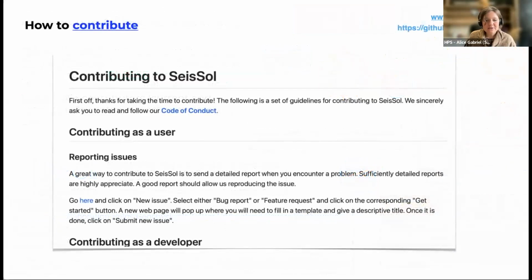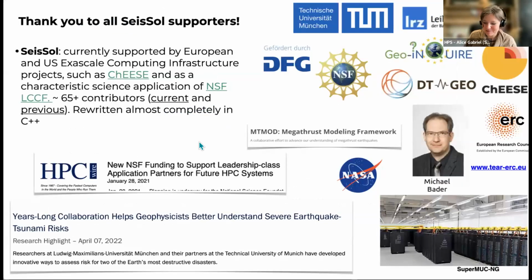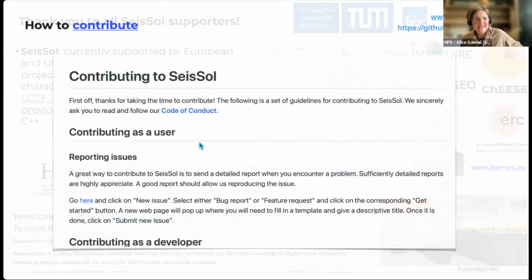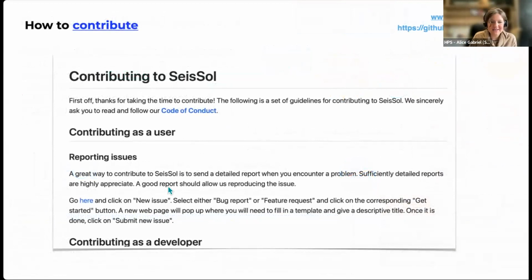How to contribute. If you get very excited today, please contribute. We have a website that explains how to do it. As a user, the most useful thing is to report issues. A great way to do that is to use GitHub and create a new issue. You can select either a bug report or a feature request, and we have a template of how to do that. We also have some information about how to contribute as a developer. If you click this link, it will tell you how to do that.